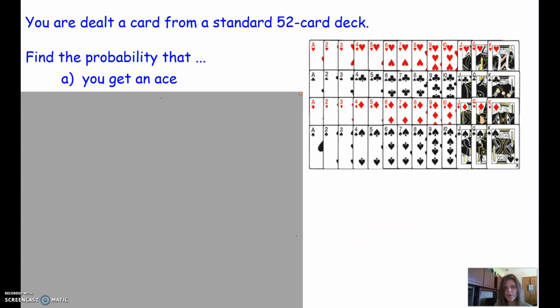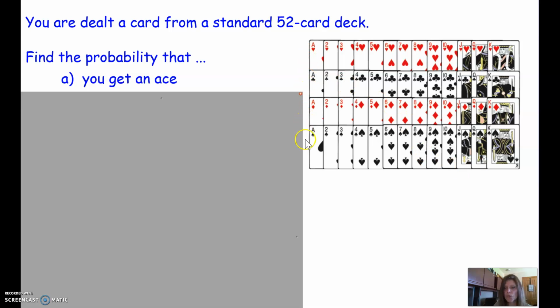Got a little bit smaller image there so we don't have to flip back and forth. So we are dealt 1 card from a standard 52 card deck. Find the probability that we get an ace. So probability is the number of favorable outcomes that we want in our event divided by the total number of outcomes. Well, this graphic here is our sample space. There are 52 different outcomes, so that's the denominator. What about getting an ace?